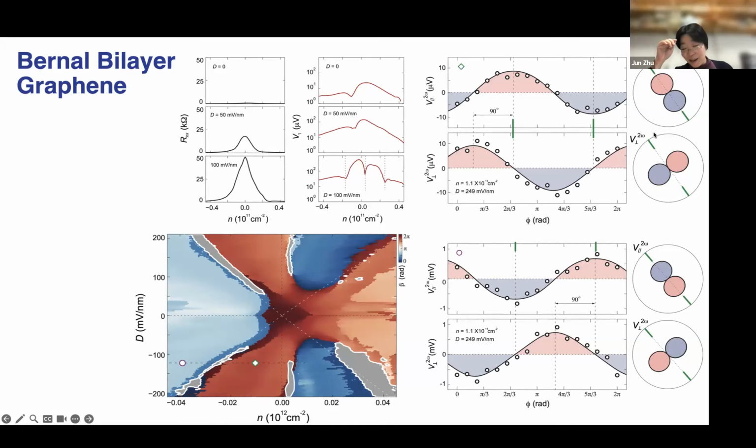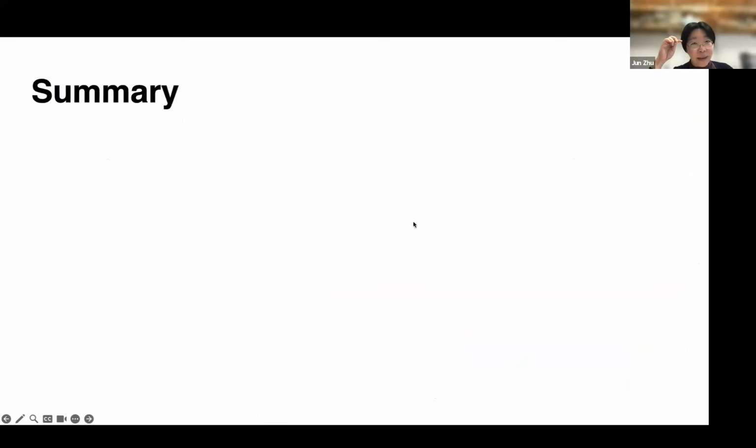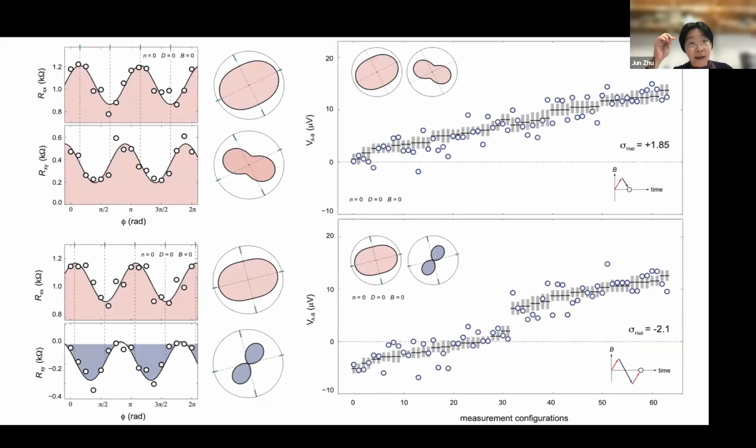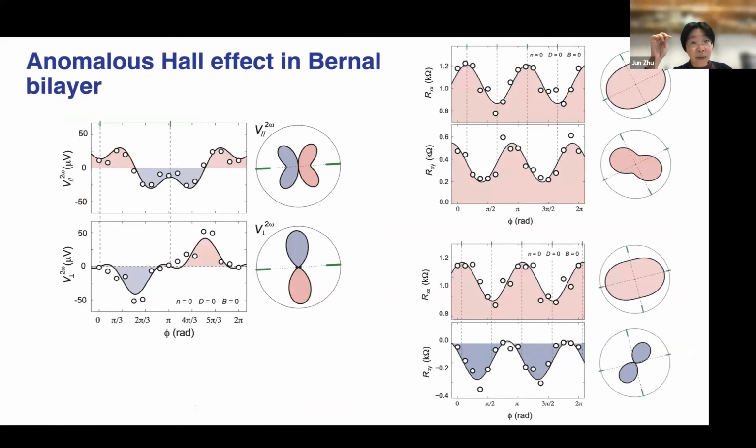Okay, all right. So yeah, it's really fascinating. There's the part where you showed n equals 0, d equals 0, B equals 0. And I'm gathering you have some evidence pointing to an anomalous Hall effect. Is that what you're trying to say? Yes.